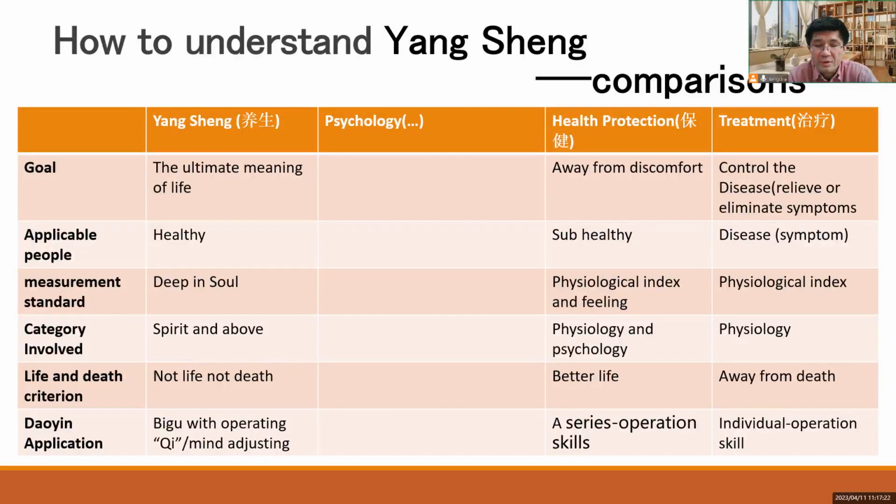And for Yangsheng, Daoyin is always practiced with Bigu, with operating qi. Here, life and death is incompletely simulated by fasting or calorie control in order to achieve the pursuit of the ultimate end.